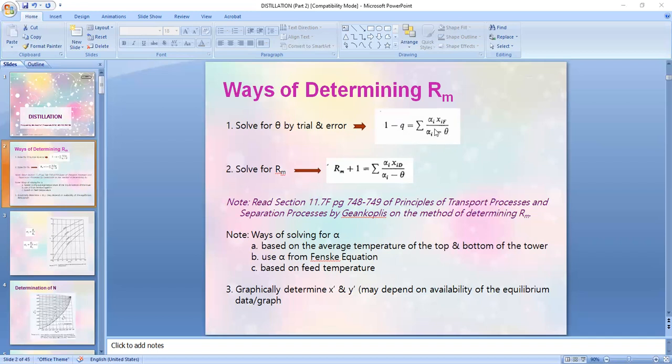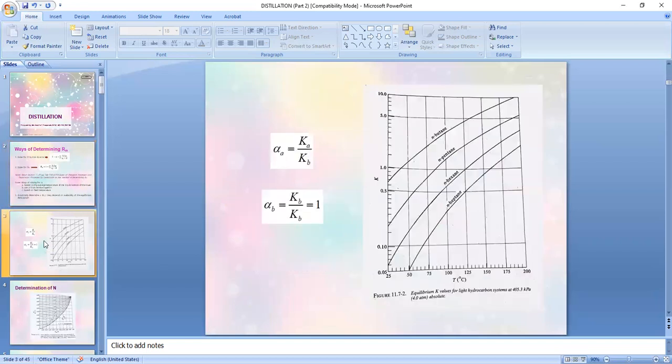Now, what is this alpha? I'd like to go to the next page first, then I'll go back to the steps that we have there. For those who have already read Geankoplis, the alpha, if you have a two-component system, will be the alpha of the components of your system. So alpha A will be equal to K sub A over K sub B, and alpha B will be equal to K sub B over K sub B.